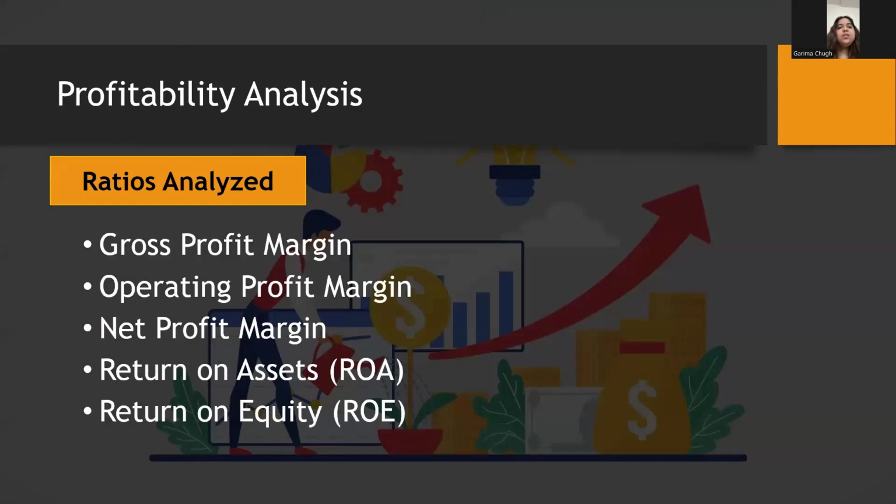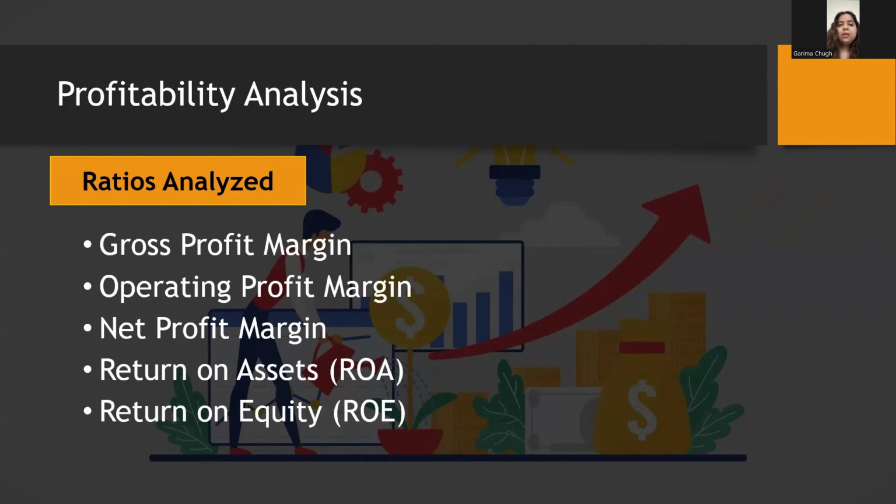Thanks, Aneesh. So let's start with profitability analysis. As explained by Aneesh, profitability ratios help us evaluate a company's ability to generate profits relative to its revenue, assets, and equity. In this analysis, we will focus on five key ratios: gross profit margin, operating profit margin, net profit margin, return on assets, and return on equity. These ratios help us understand how efficiently PepsiCo and Coca-Cola convert their revenues into profits.